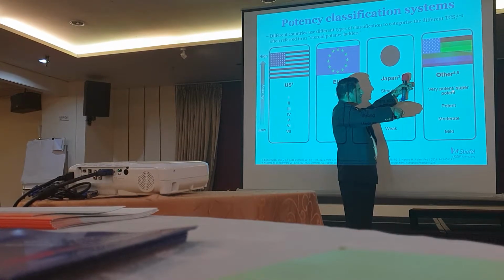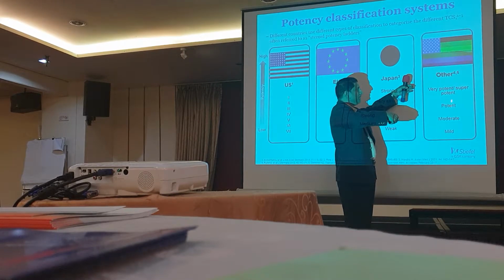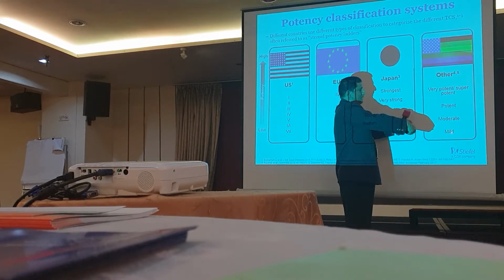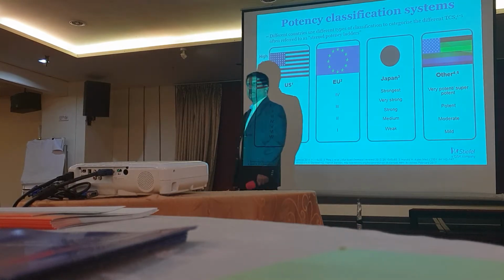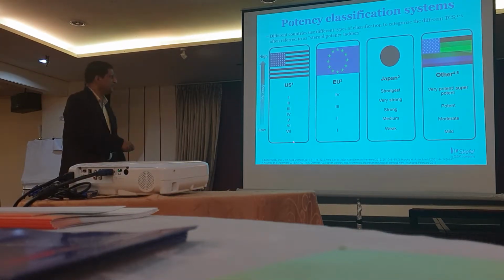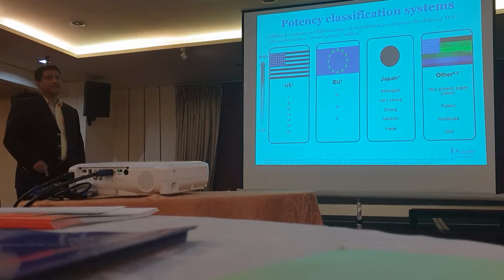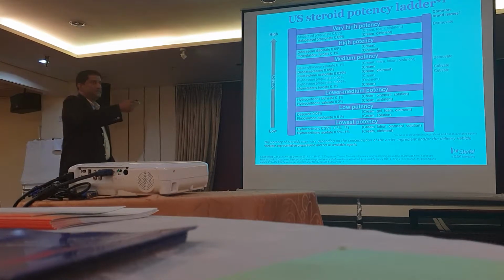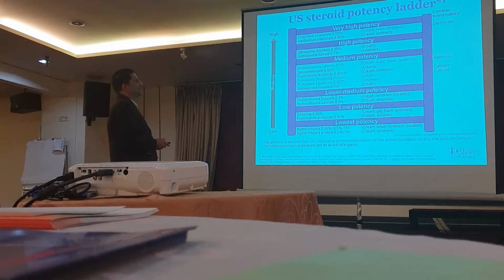Potent, Betnovate comes here. Diprosone comes here, super potent. Potent, Betnovate comes here, Elomate. Moderate, Eumovate. Mild, hydrocortisone. That's all. So this is very confusing, the American one. So just concentrate on the fourth one, the British one, or the one we use.